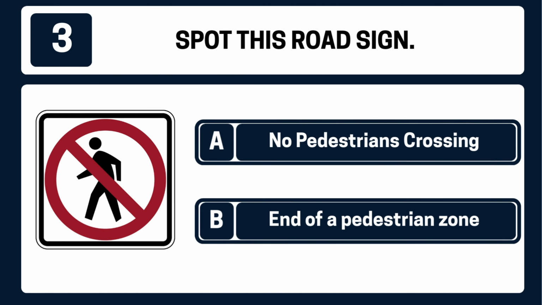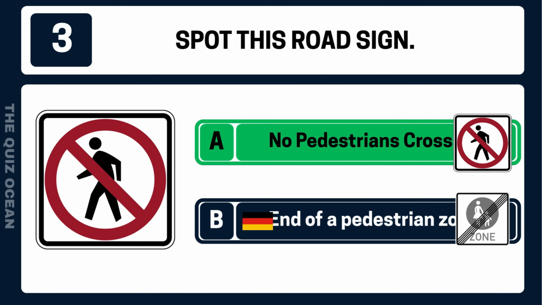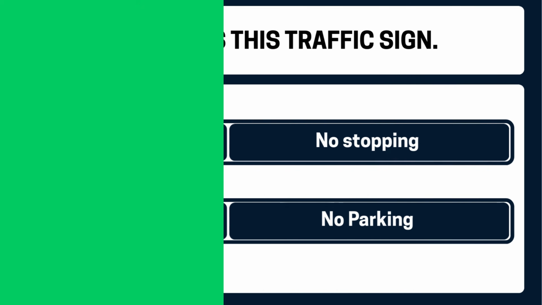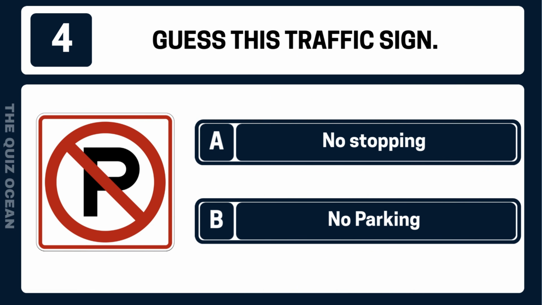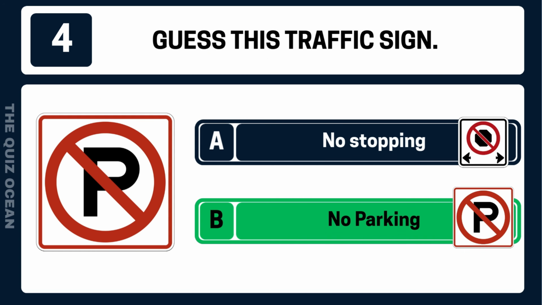Question 3. Spot this road sign. A. No pedestrians crossing. B. End of a pedestrian zone. The answer is A. No pedestrians crossing. Question 4. Guess this traffic sign. A. No stopping. B. No parking. The answer is B. No parking.